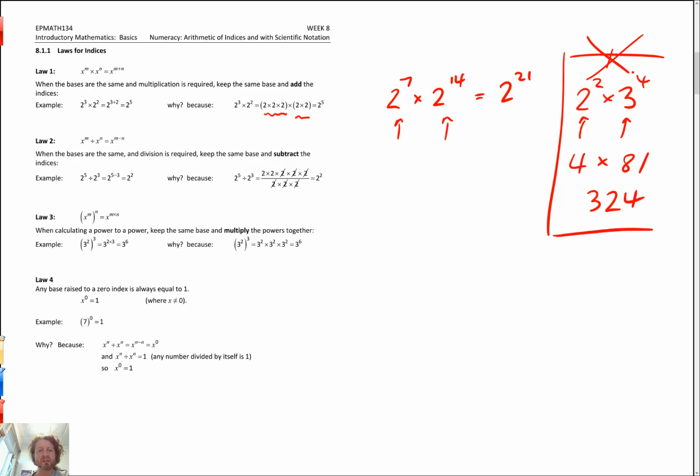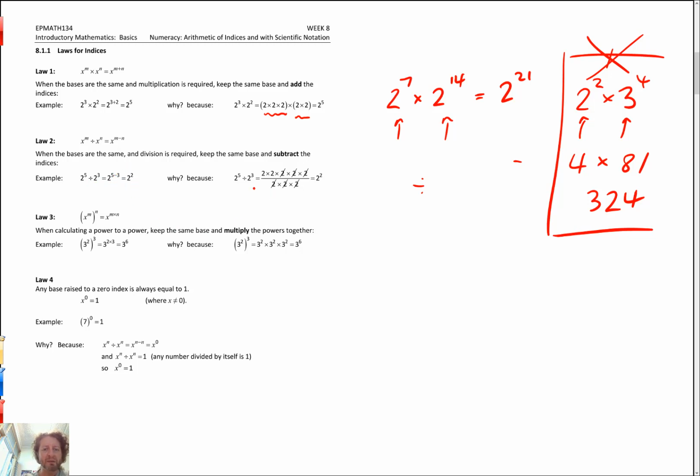Okay, law number 2 is just, well, if when I'm timesing I just add the tops, then divide will be just subtract the tops. And that's exactly what happens. 2 to the 5 divided by 2 to the 3, they're the same base, so it's 2 to the 5 minus 3. And 5 minus 3 is 2.